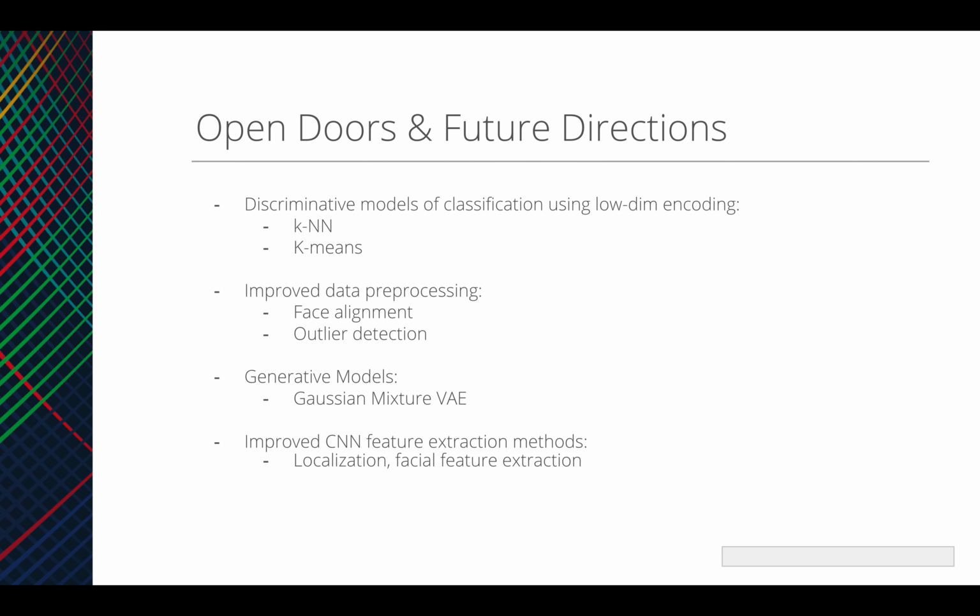First, we want to try using discriminative models of classification on the low-dimensional encodings, for example, KNN or K-means, to detect emotion. We also want to develop improved data pre-processing methods with a focus on face alignment and outlier detection. And as mentioned before, in terms of generative models, we want to try out Gaussian mixture variational autoencoders. And we also want to improve the CNN feature extraction methods with a focus on localization and facial feature extraction.